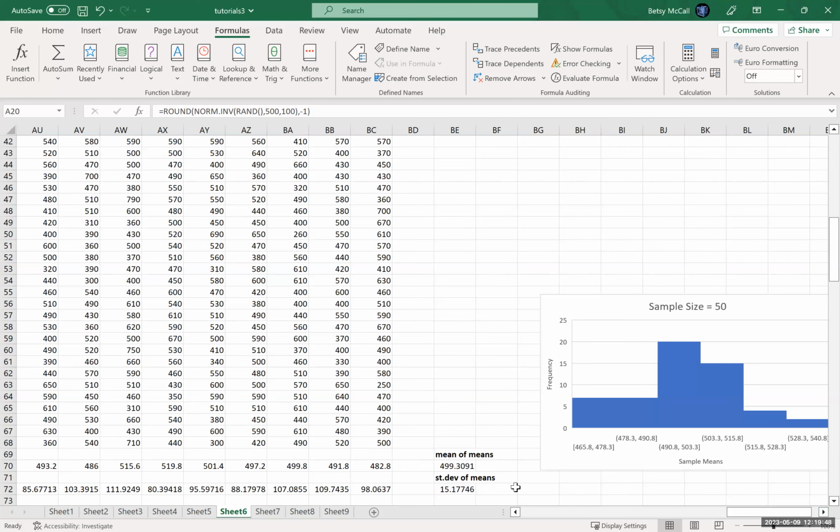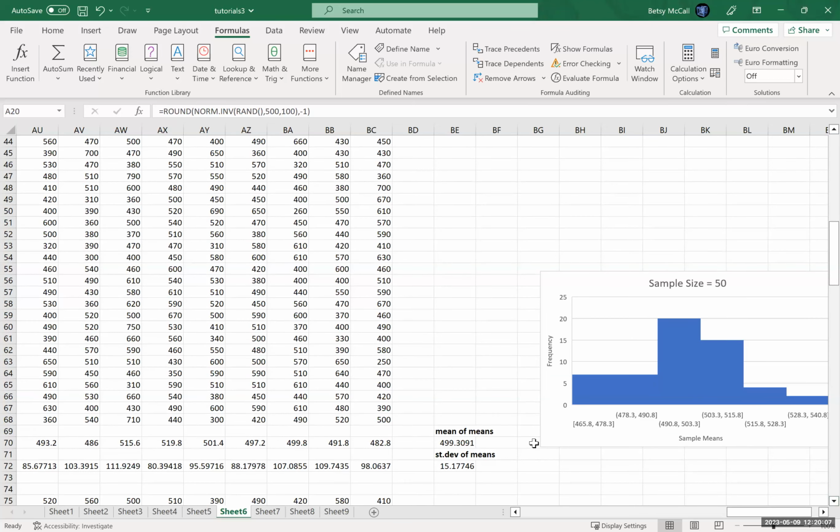So I got really close, and the mean of the standard deviation, the standard deviation of those means. So again, I took this row of data and calculated the standard deviation. Now notice that it went down. The sample size of 50 has less variability in the mean than the sample size of 10.